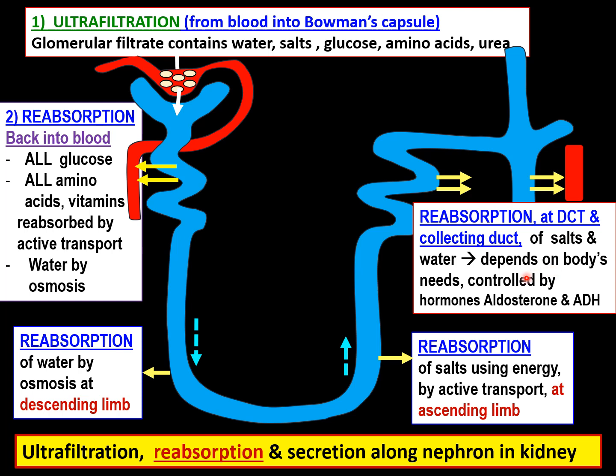So these processes, the reabsorption of salts and water at the distal convoluted tubule and the collecting duct, are controlled by the hormones aldosterone and ADH. ADH is antidiuretic hormone. We'll be discussing this in the third video, how these hormones help to control the reabsorption of salts and water.